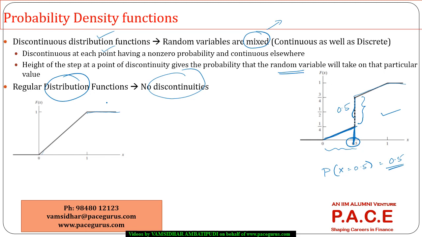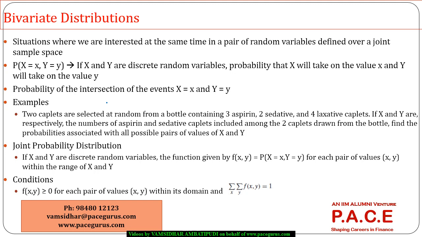So till now we have looked at the univariate distribution, one single random variable, whether it is continuous or discrete. Now we will start trying to understand the distribution, densities, etc. associated with two variables taken together. So this is what we are calling the bivariate distribution.